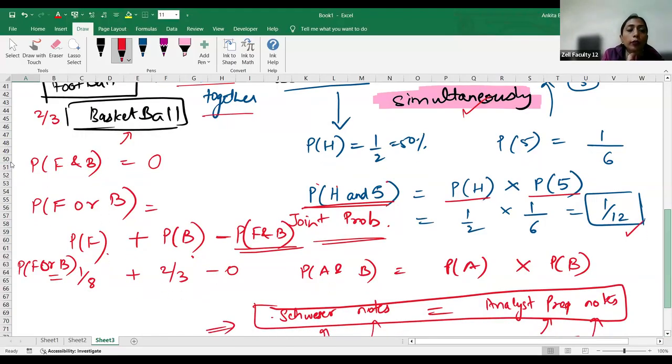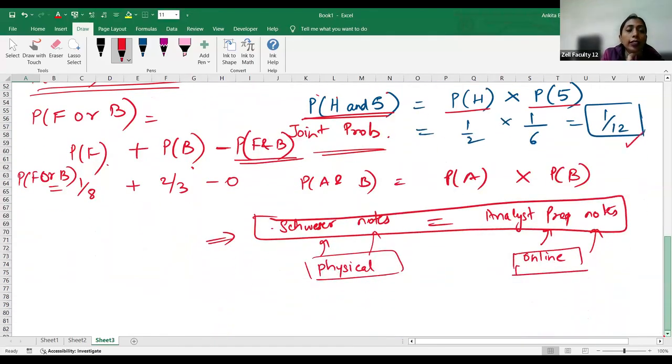While if I want to calculate probability of playing football and basketball together, it is not possible, so it shall be 0. I can also calculate the probability of this or this in a mutually exclusive event, which will be equal to probability of football plus basketball minus football and basketball. Here football and basketball was 0, so we have put 0. But there could be mutually exclusive events which could have a joint probability given to you. If it's given, then you would always subtract it.